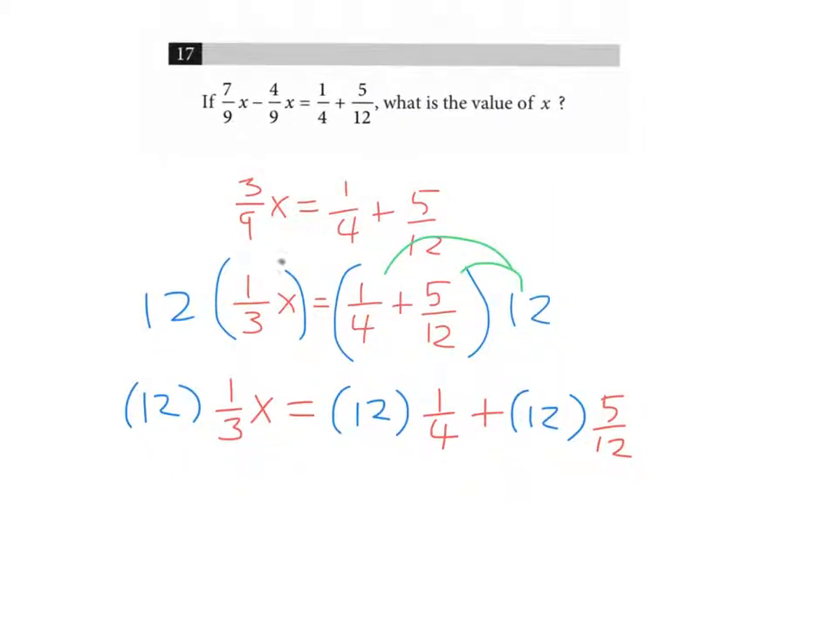And, at a certain level of skill, you're not going to have to write this line. You're just going to be able to see what's going on and make all these cancellations. But the cancellations we're looking for are the following. You're going to realize that could cancel with that. That turns into a 4. We're going to get to that later.